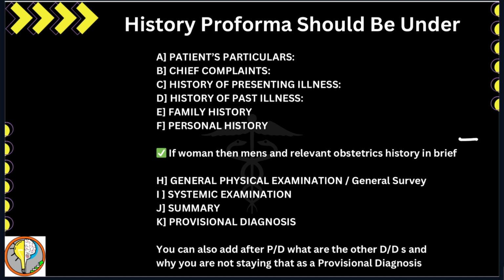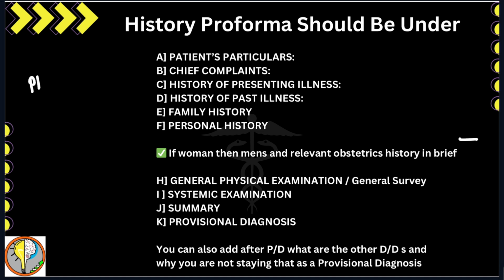Then there is the summary of the case. You will write the same things in a summarized manner. Some important positive and negative history must be written here. And the final is the provisional diagnosis. In the provisional diagnosis, what will you write? You will write the provisional diagnosis, some etiology, and some differential diagnoses. Why are you not telling them that this is a case of this? I am giving an example here.